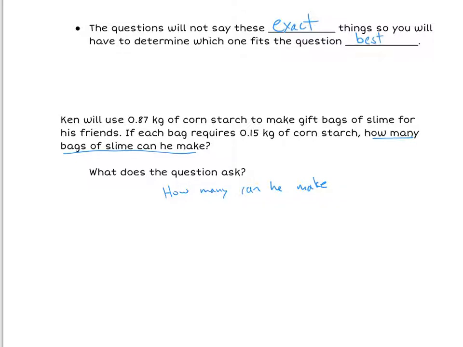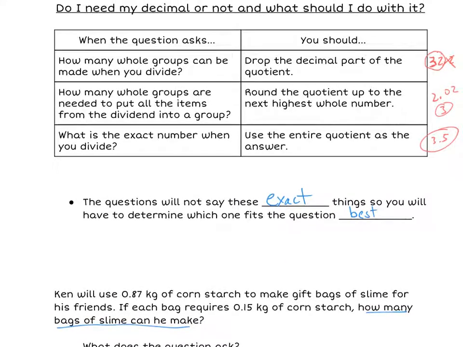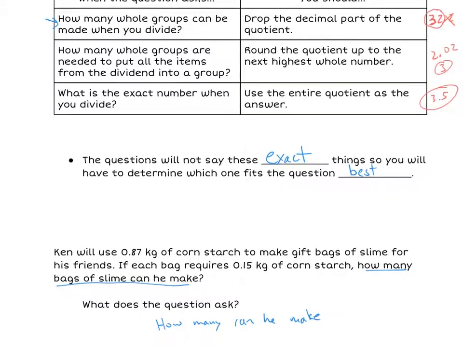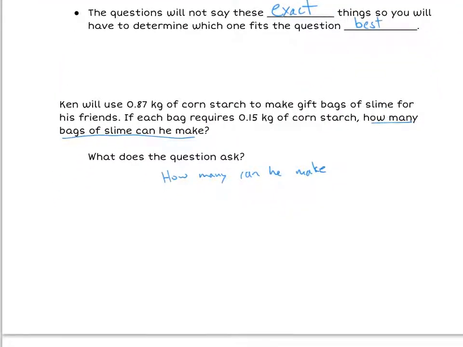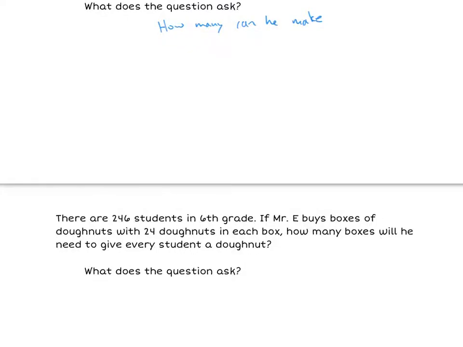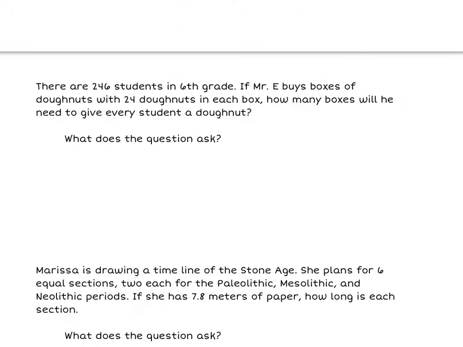So when we look at our chart up here, we're using this first one. How many whole groups can you make? So you're going to drop the decimals off, and that's your final answer. The 32 and 2.2 are just example numbers. All right, let's do another example. I didn't ask you to solve that. I just asked the question, what does the question ask? You don't even have to do the math, guys.